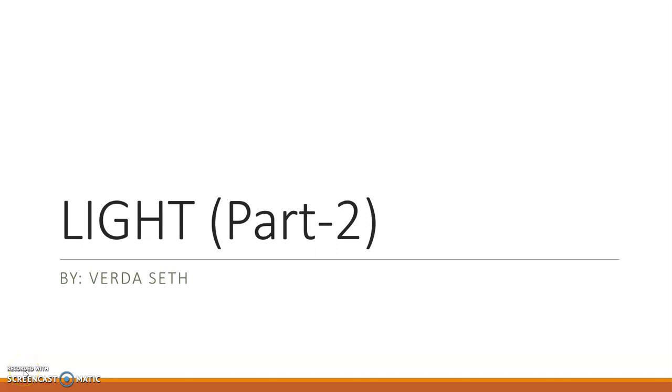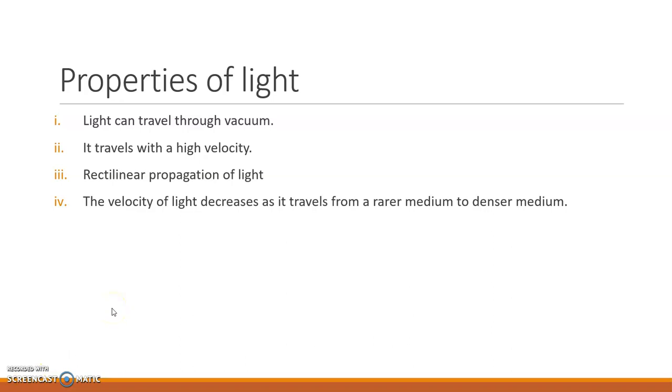This is part 2 of light and my name is Vertices, and today we are going to study about part 2 about light. So let's begin. First we are going to talk about the properties of light.